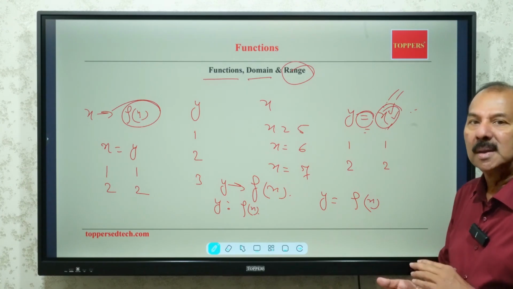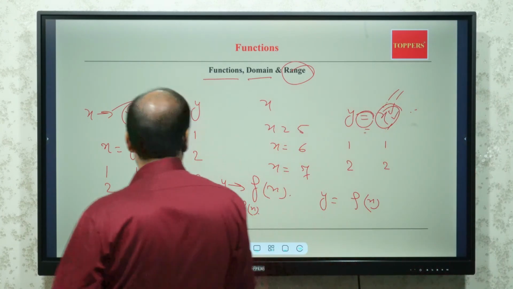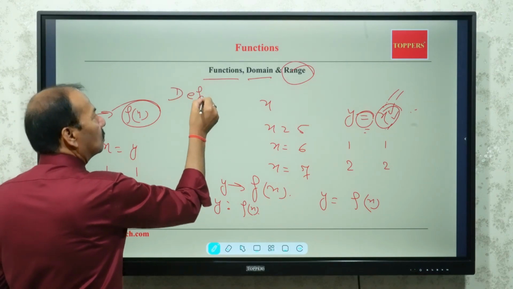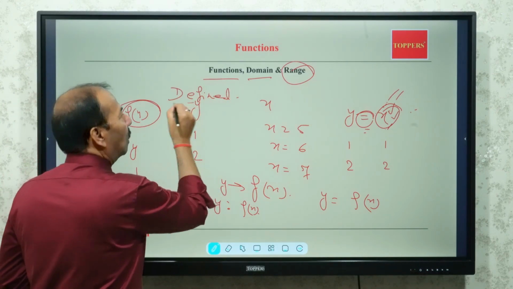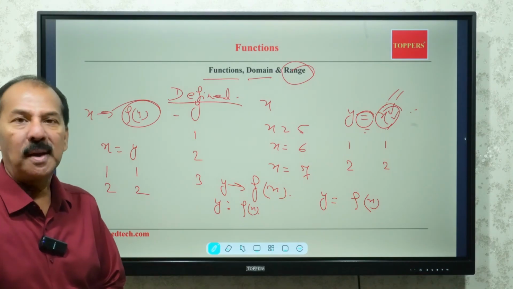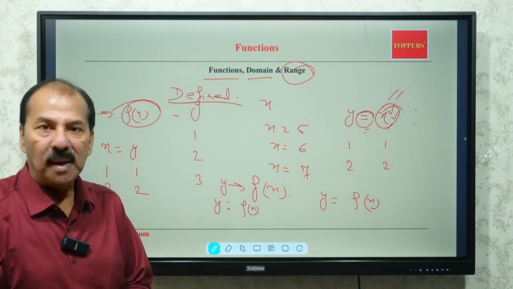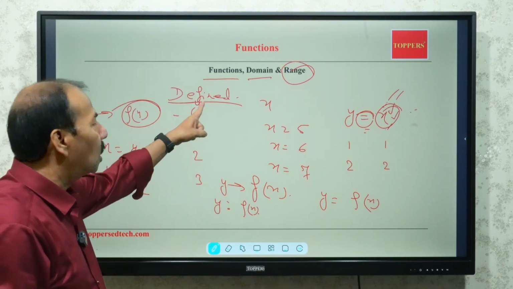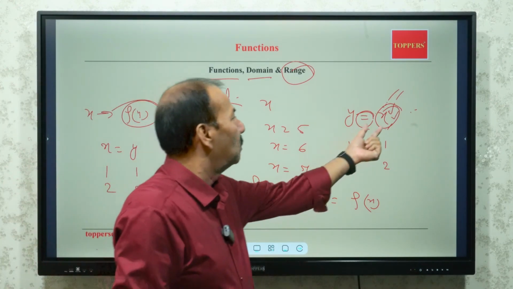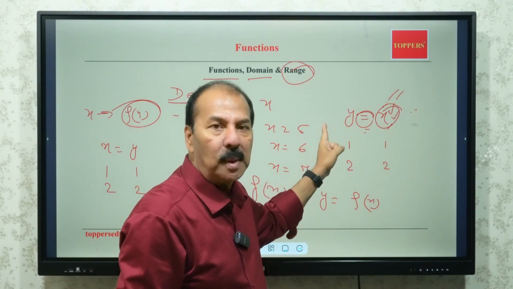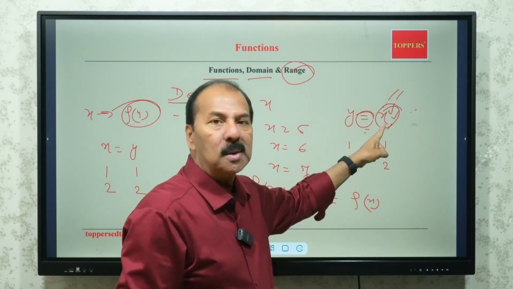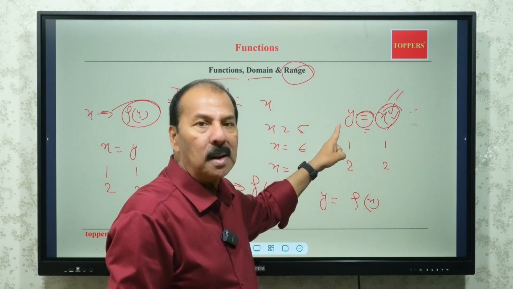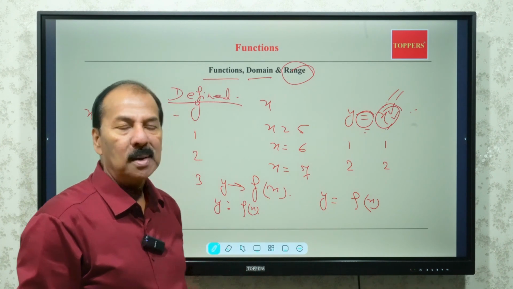Now again, we are getting another term, and that is a defined function. So what is a defined function? Which function is defined? Which function is not defined? How do we consider and analyze it? Because based on this only, we will get the values of x and the corresponding values of y. The values of x for a defined function are termed as the domain of the function, and the corresponding value of y is termed as the range of the function.